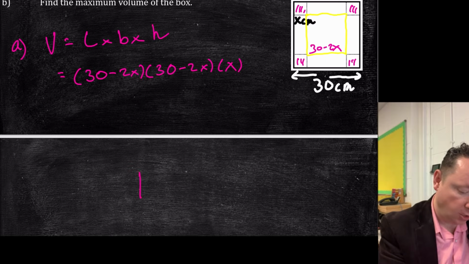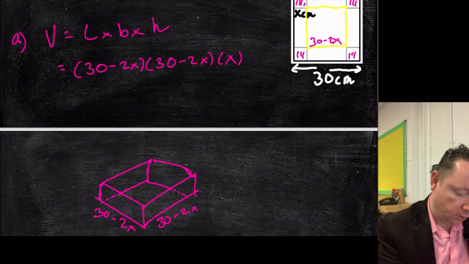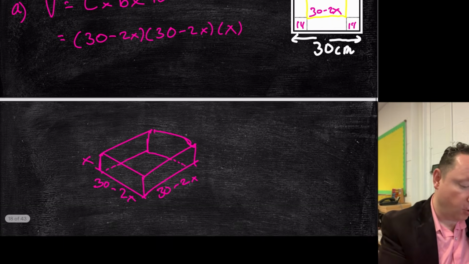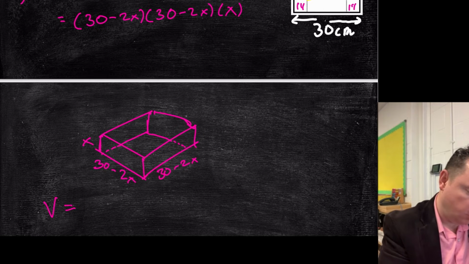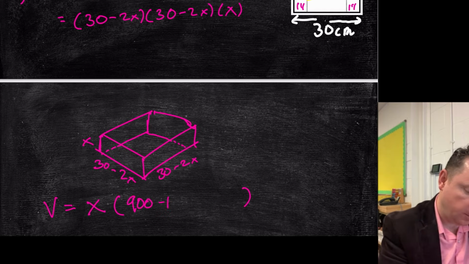If I draw a quick sketch, 30 minus 2x on one side and 30 minus 2x on the other side, and it's x high. So now we can just expand and simplify the volume of our box. So our volume is equal to x, I'll just put it at the front, times, and then just expand the double brackets. 30 times 30 is 900. We've got 30 times 2 is 60, so that's minus 60 minus another 60 is minus 120x. And we have got 2 2's is 4, so plus 4x squared.